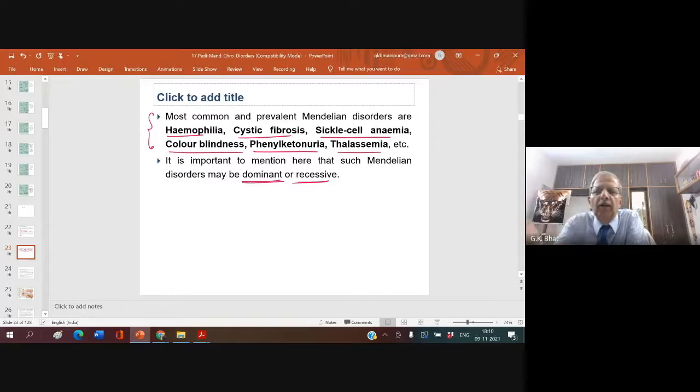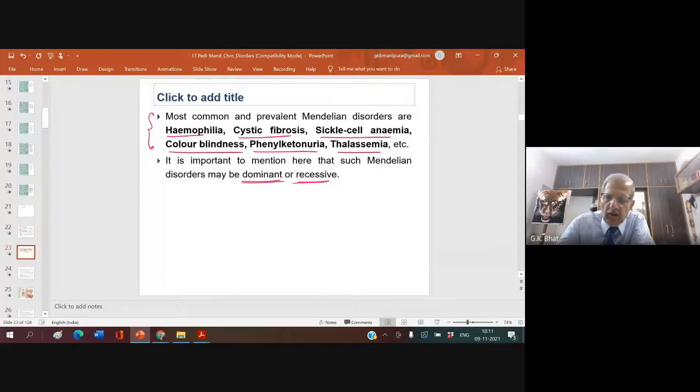A normal dominant allele gets mutated because of a change in the nitrogen base. Mutation is nothing but a change in the nitrogen base resulting in the wrong production of a protein. Whenever we say that some disorder is there, the disorder is due to wrong production of protein. Instead of the protein that is required, some other protein gets produced. That is the result of mutation.